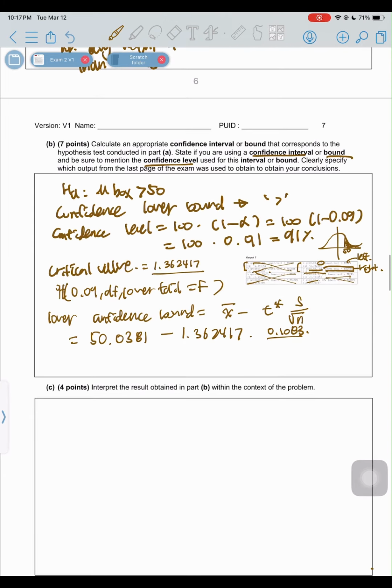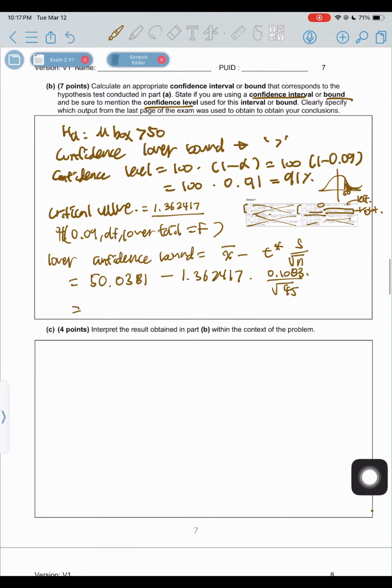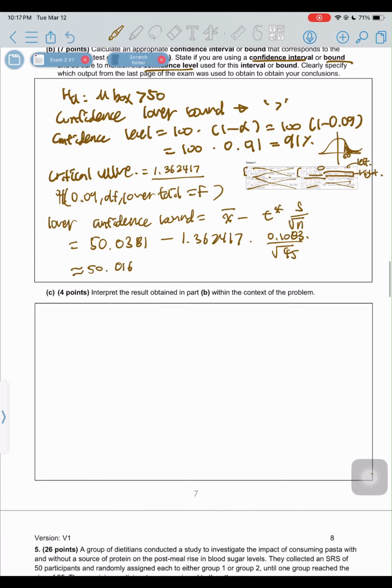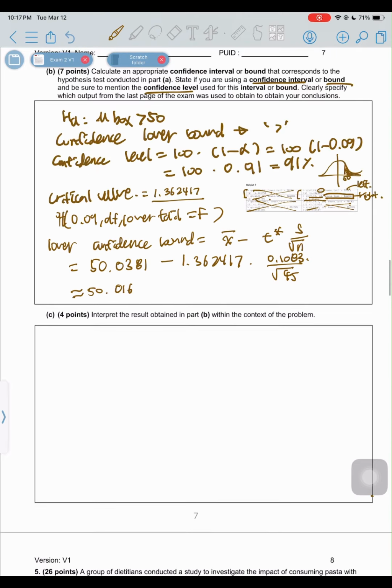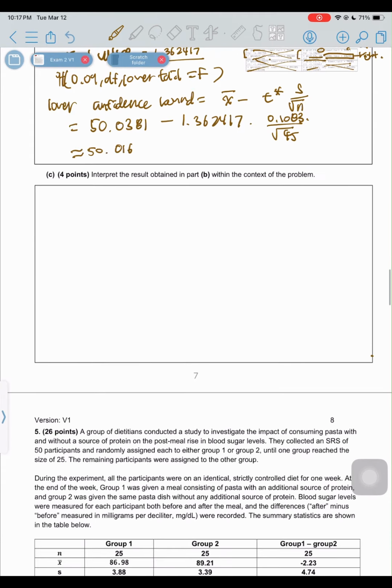So square root of 45. Okay, if you just punch it into the calculator, you'll get something like 50.016. So that's the answer for this question. So that's all you need to answer for part B. And let's look at part C.